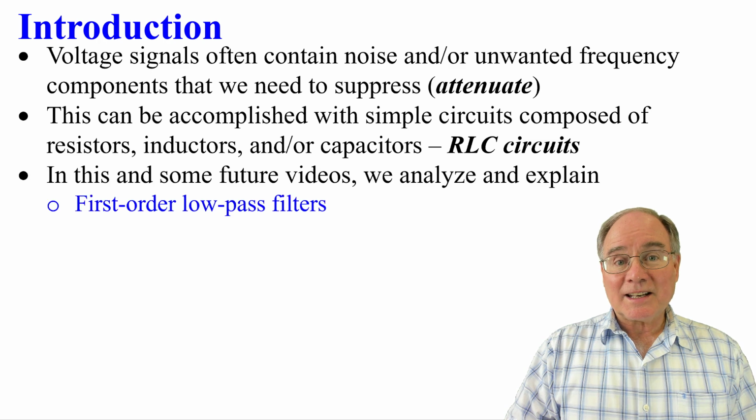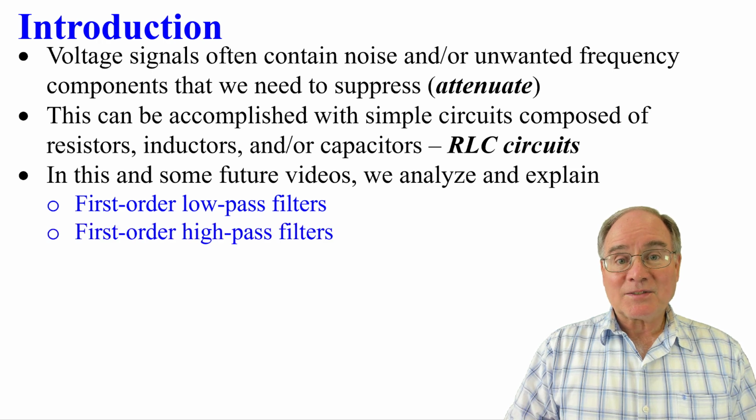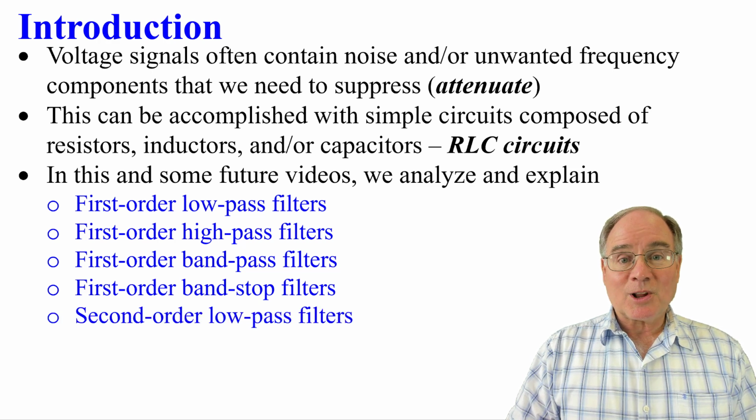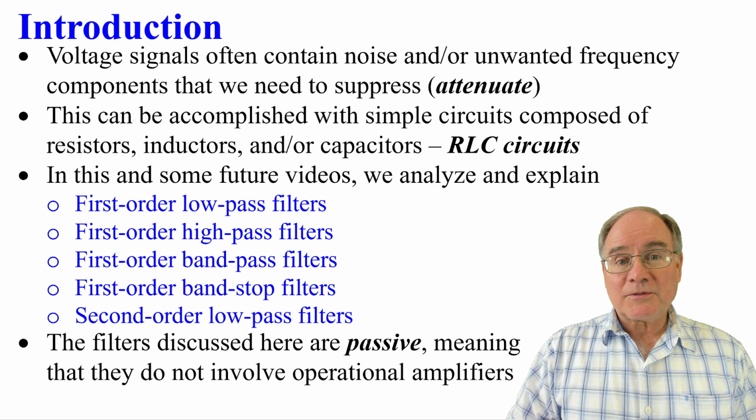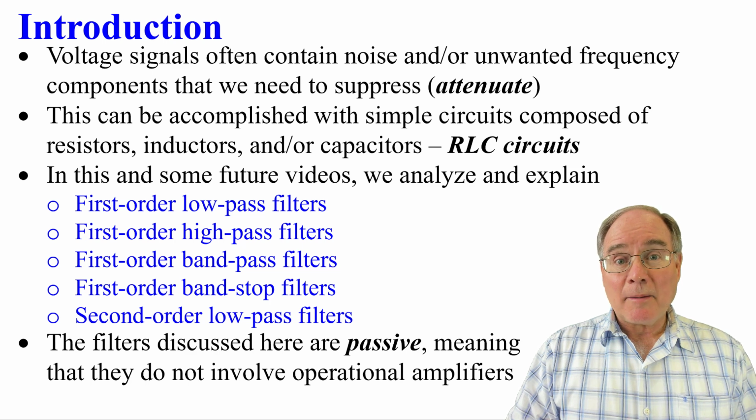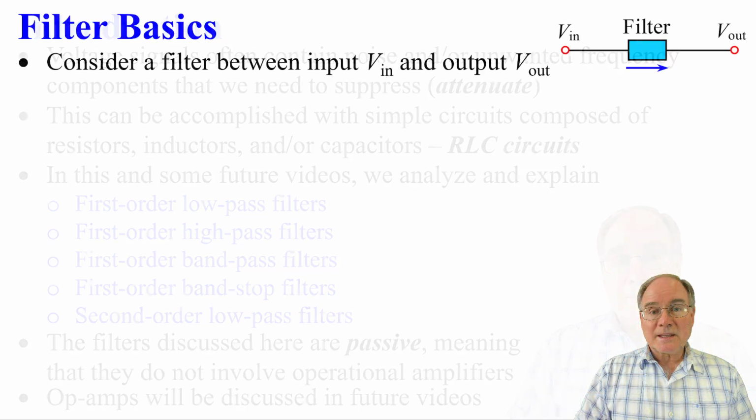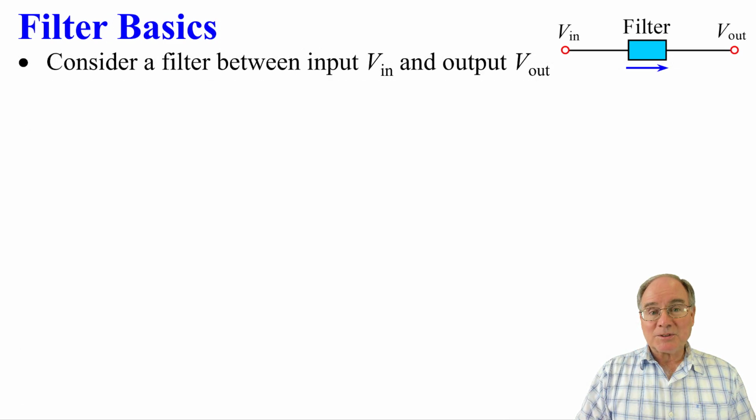In this video and future videos, we'll analyze and explain first-order low-pass filters, high-pass filters, band-pass filters, and band-stop filters. Then we'll look at some second-order low-pass filters. All the filters we discuss here are passive, meaning that they don't contain operational amplifiers or op-amps. We will discuss those in future videos. Here are some basics about filters.